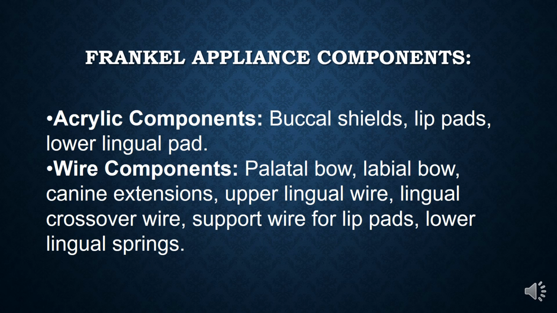The components of Frankel appliance can be divided into acrylic and wire components. Acrylic components are the buccal shields, lip pads, and lower lingual pad. Wire components are the palatal bow, labial bow, canine extensions, upper lingual wire, lingual crossover wire, support wire for lip pads, and lower lingual springs.